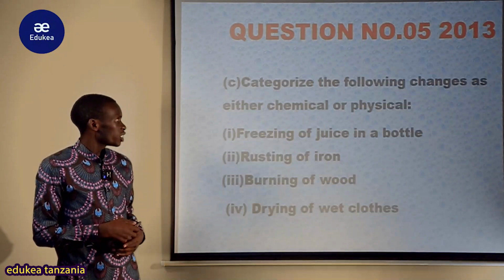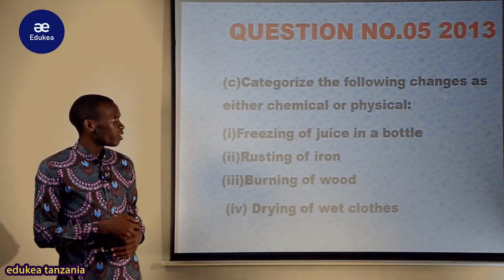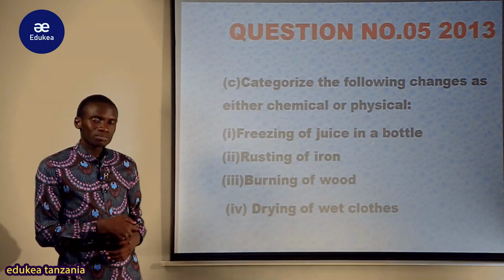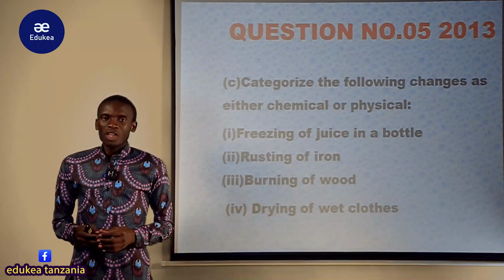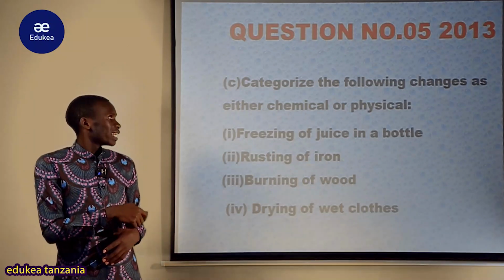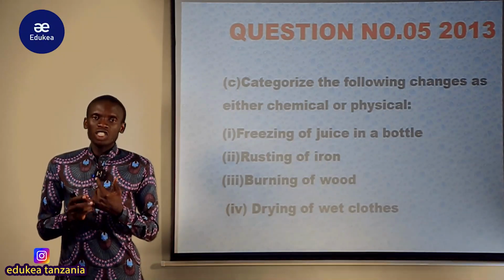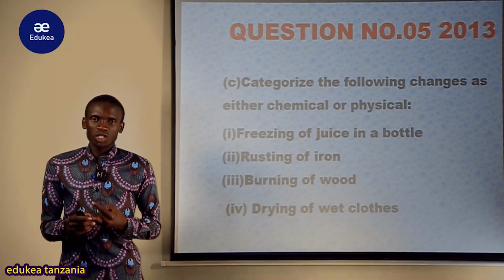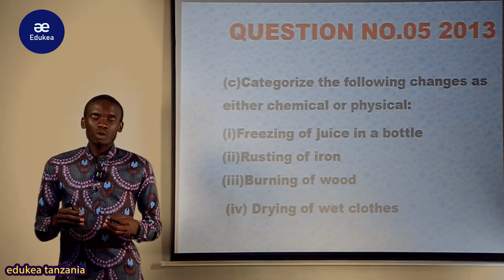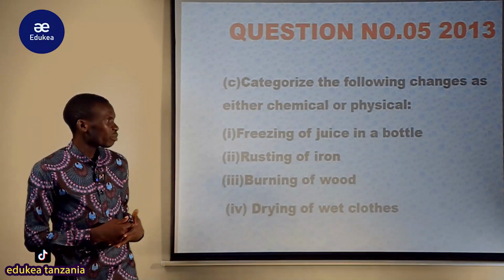After then, part C of the question, a student is required to categorize the following changes as either chemical or physical change. Kwa hiyo itakiwa mwanafunzi analyze kujua hizi changes ni chemical au ni physical. Mwanafunzi itakiwa awe anajua what is chemical change, what is physical change, and what are the examples of chemical change and physical change. Kwa kujua hivyo mwanafunzi angeweza kujua hapa ni physical change au chemical change.